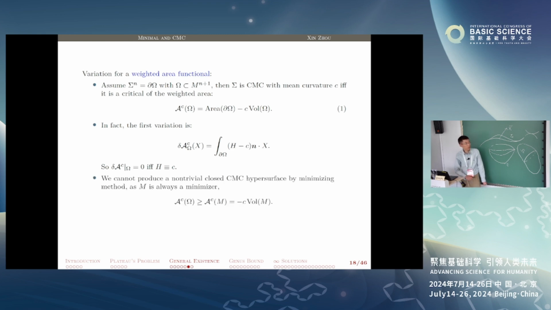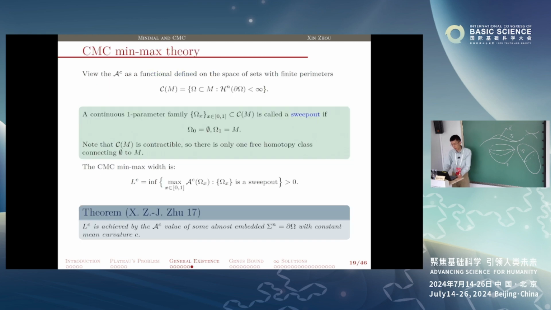It's easy to see that we cannot produce a non-trivial CMC surface by minimizing this functional, because omega is a domain. If I take the argument to be the total manifold, the area part will be 0 because the boundary is empty, and the second negative part achieves its maximum. So the functional is always bounded from below by its value on the total manifold, which equals 0 minus c times the total volume. So you cannot directly obtain a minimizer.